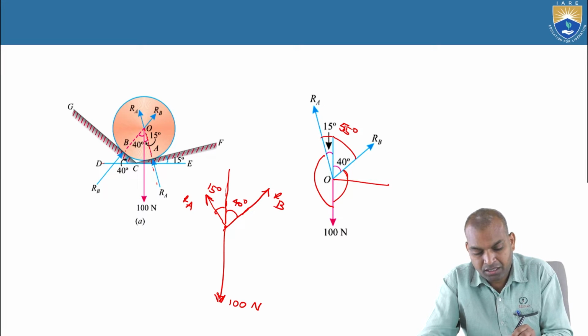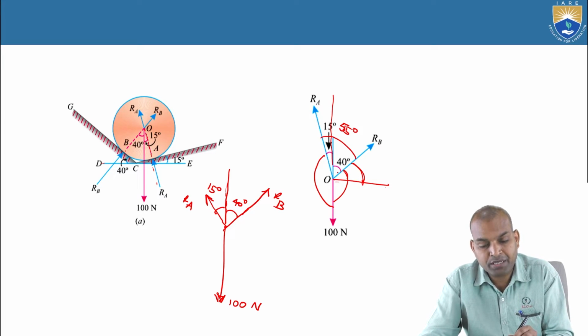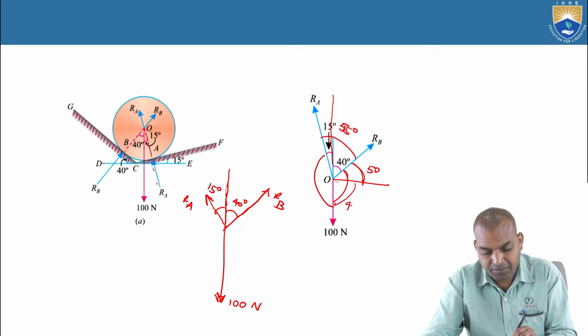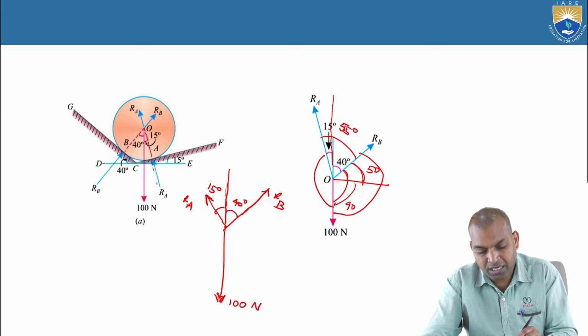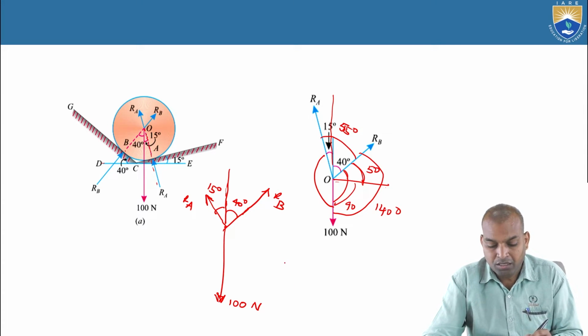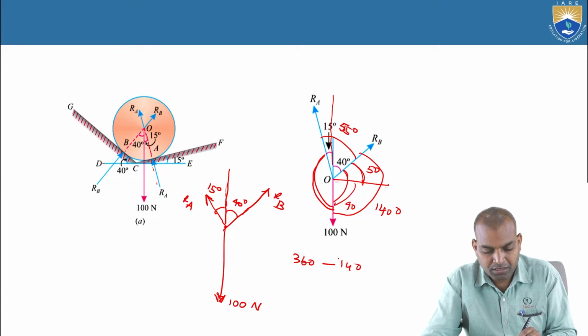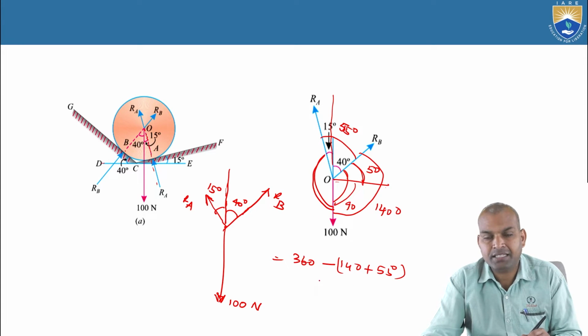Here this line of action is at 90 degrees. What about this angle? 40 means the angle is how much? 90 minus 40, that is 50. And here it is 90. And the total angle between them is 90 plus 50, that is 140 degrees. Now what about this angle between RA and 100 newtons? That is 360 minus (140 plus 55). Then you will get this angle.